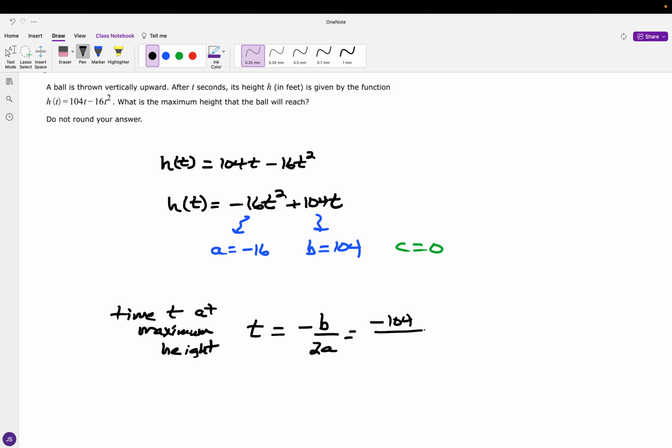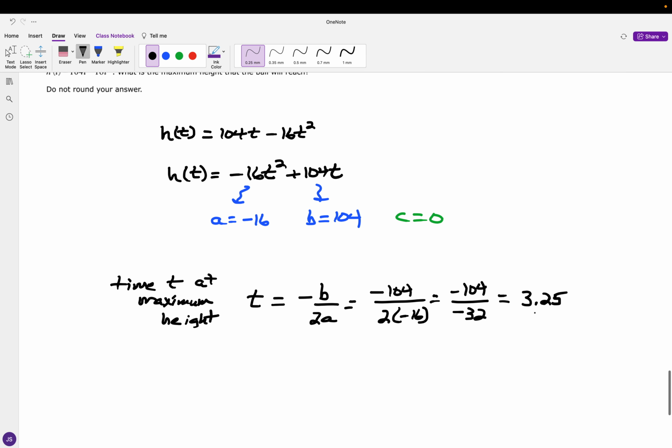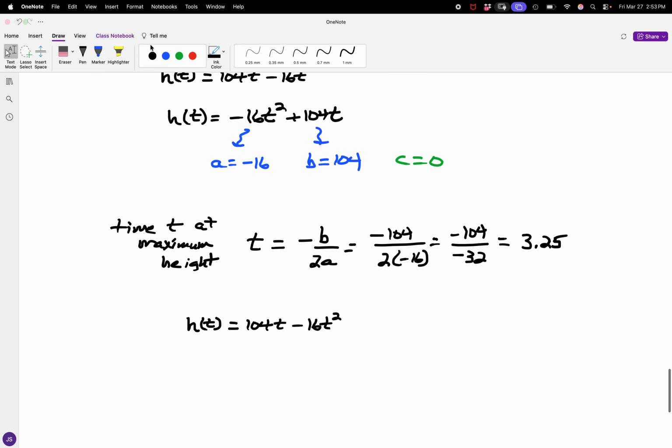And for negative b, we have the negative of 104 and 2 times a. So you have 2 times negative 16. And for the ratio, we have negative 104 divided by negative 32, and simplifying, I'm going to put this down as a decimal, so we're going to have 3.25. Now, in terms of the maximum height, this will be attained whenever the time is at 3 1/4 seconds.